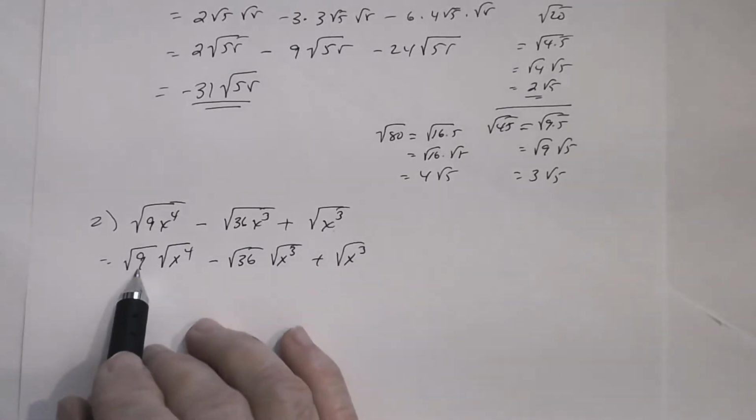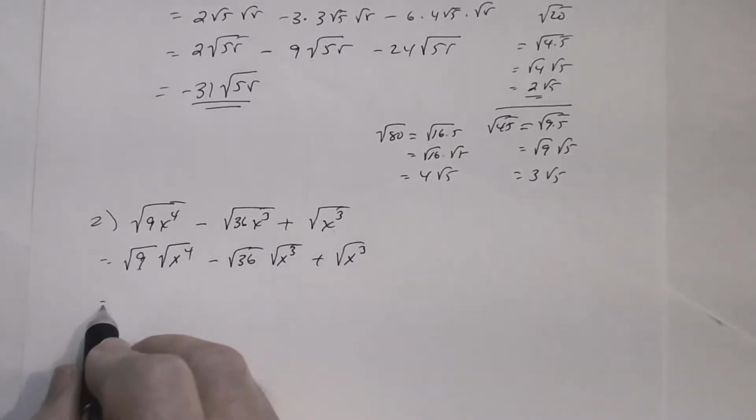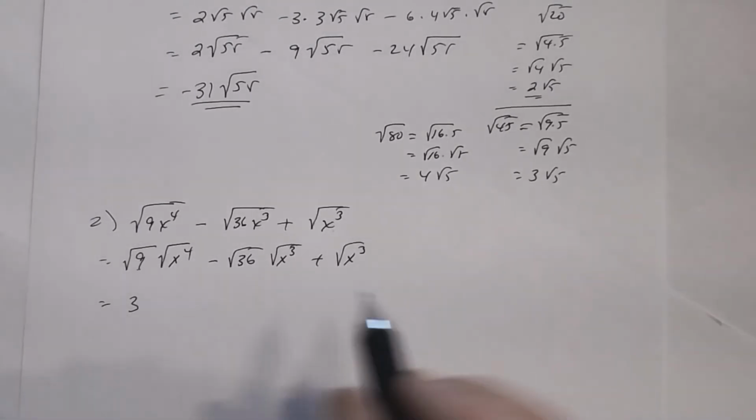So let's talk about the square root of 9. 9 is a perfect square. What's the square root of 9? 3.